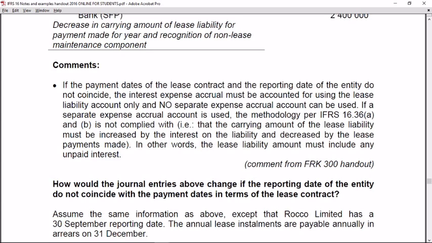So the debit has to go through profit or loss. Please refer to the comment at the end of this example.